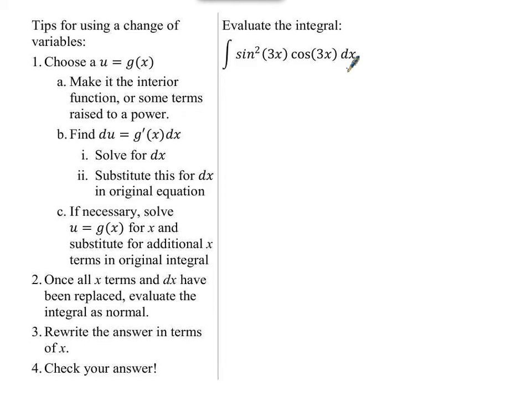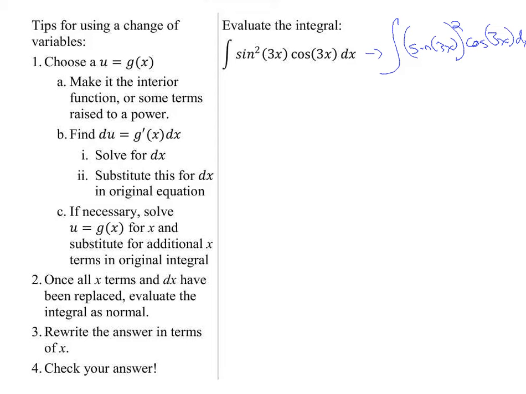Like I said, sometimes you're going to see things that seem like they should be your u. 3x seems like it should be my u, but considering the fact that I'm dealing with trig functions here, it's possible that maybe not. On top of that, I got this squared sitting here. The first thing I'm going to do is rewrite this and try to understand this problem a little bit better. We have the integral of sine 3x, being squared, cosine 3x dx. Does that help? Yeah, it should.